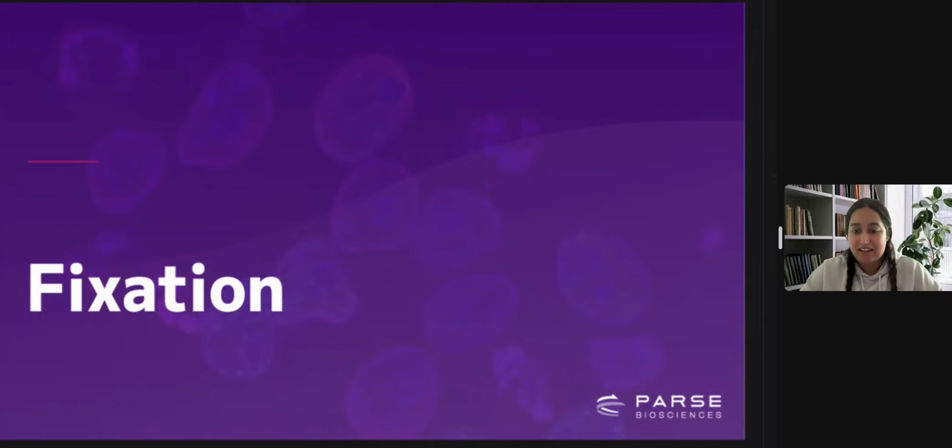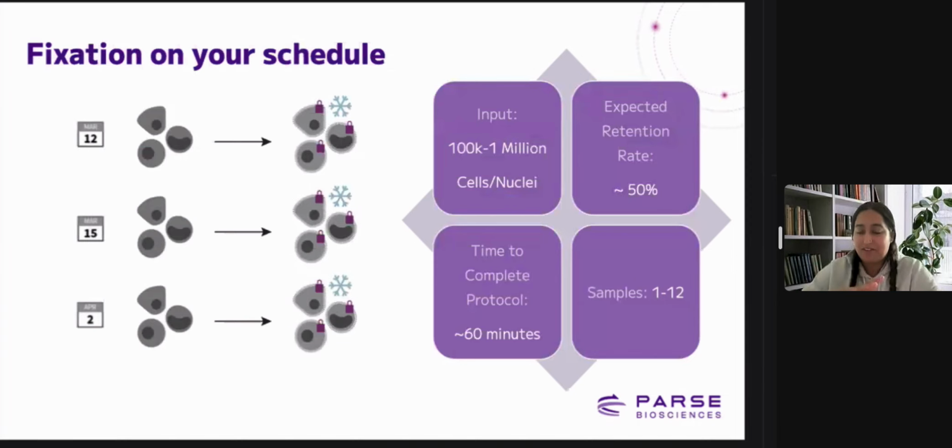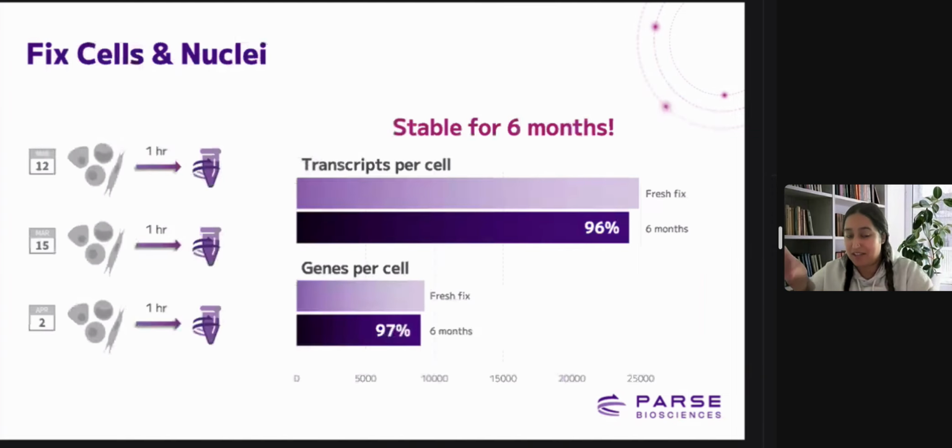The thing with fixation, one of the major popularities of this protocol, is the fact that we can fix and then run them later. So same thing here. If you wanted to work on the brain first, get those samples ready, then do the lung, and get those samples ready. It doesn't matter if we fix and then freeze them versus if we had fresh fixed and run them immediately. There's no major difference between those that have been stored for 6 months at -80 versus those that have been fresh fixed in terms of the genes and transcripts per cell.